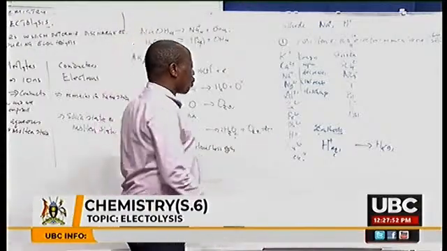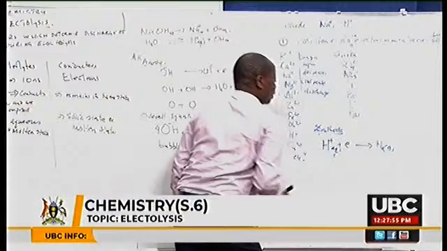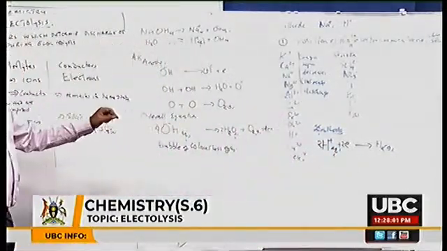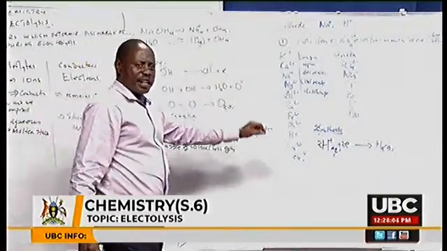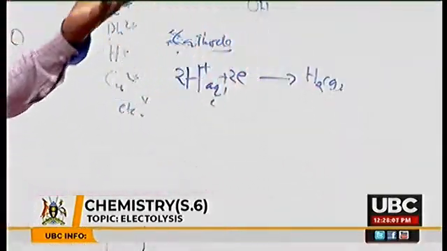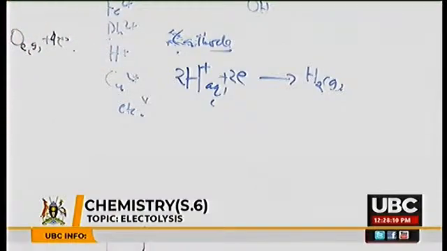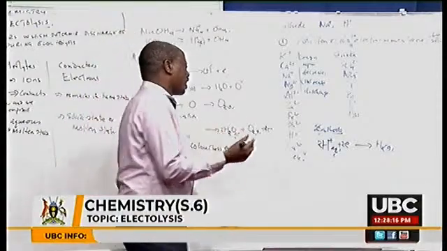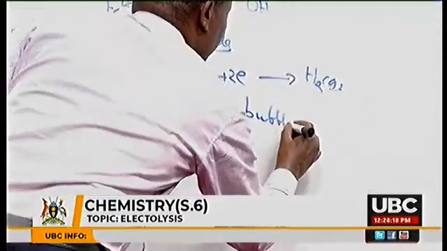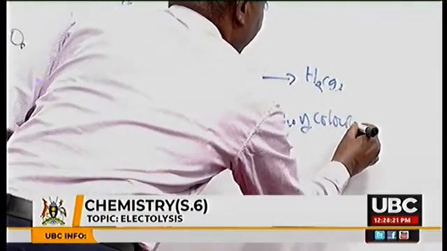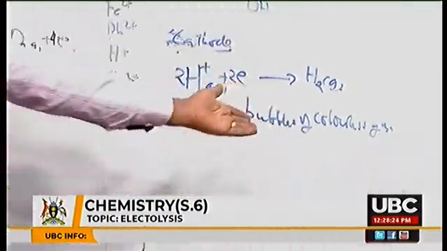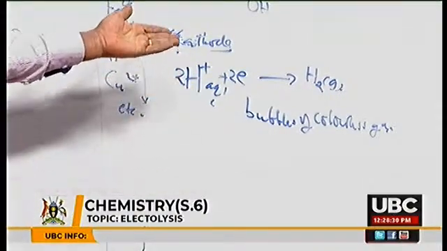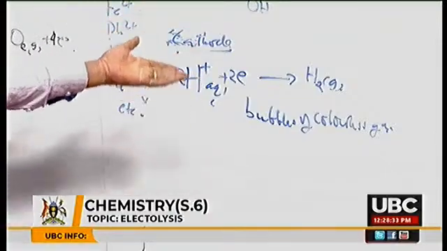When they form hydrogen gas, you balance by gaining electrons. The hydrogen ions are discharged, gain electrons and form hydrogen atoms. The hydrogen atoms combine to form hydrogen gas. And again, at the cathode, we shall see bubbles of colorless gas. If you want to test it, it is hydrogen. How do you test for hydrogen? When you want to test that hydrogen is being produced, you collect the gas in a test tube.